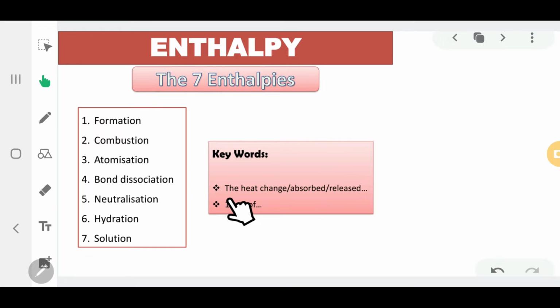Number 1, you need to know what happened to the heat. Either it's going to be heat change, or heat being absorbed, or heat being released. And something in the enthalpies will be kept at 1 mole. So those are the 2 keywords that you need to focus on for all of the enthalpies that we need to learn in this video.